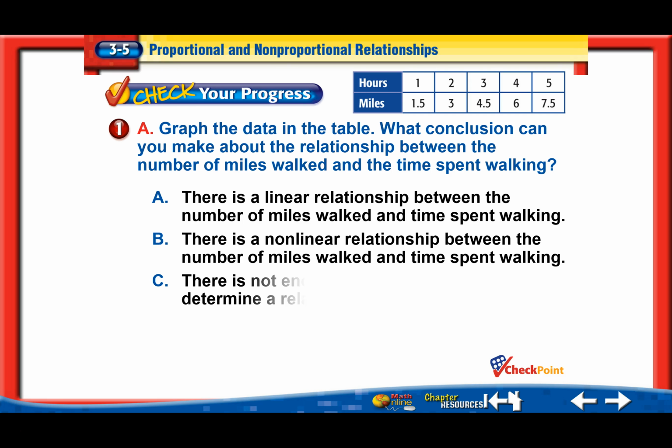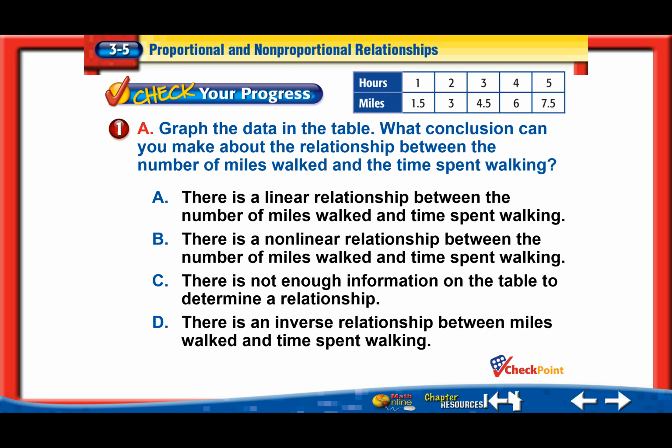All right, try this on your own and go. Okay, well, when I look at this, there's a graph in a table, so hopefully there's a graph in your notes. So graph that. What conclusions can you make about the relationship of miles walked? Well, if I just kind of halfway do this, we go 1, 2, 3, 4. Let's go 1, 2, 3, 4, 5, 6, 7. If I go over 1, I go up 1.5.